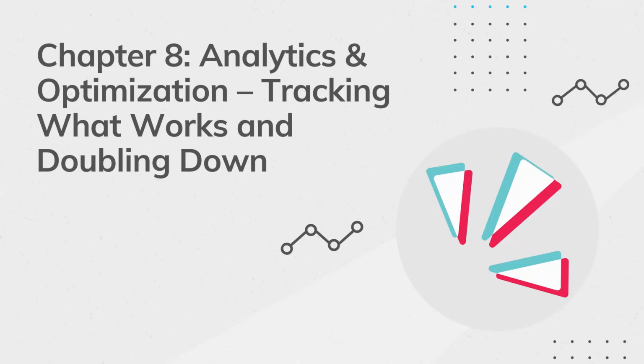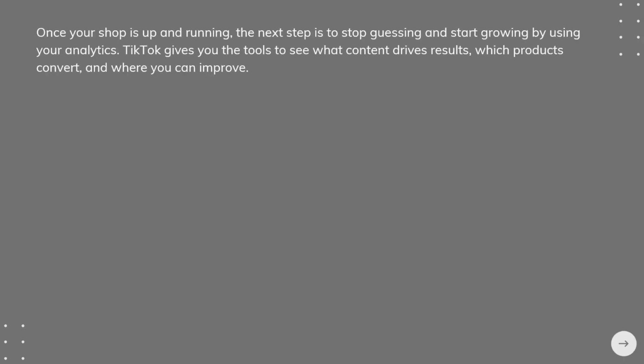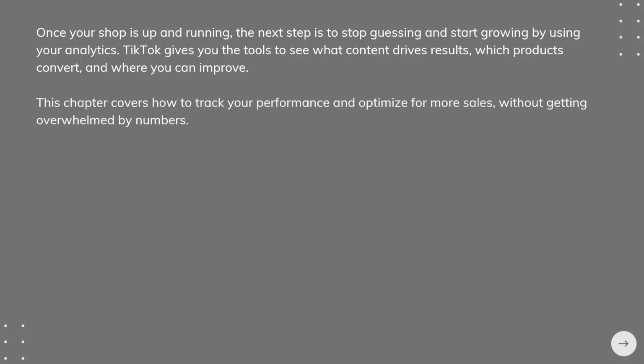Chapter 8, Analytics and Optimization: Tracking What Works and Doubling Down. Once your shop is up and running, the next step is to stop guessing and start growing by using your analytics. TikTok gives you the tools to see what content drives results, which products convert, and where you can improve. This chapter covers how to track your performance and optimize for more sales without getting overwhelmed by numbers.